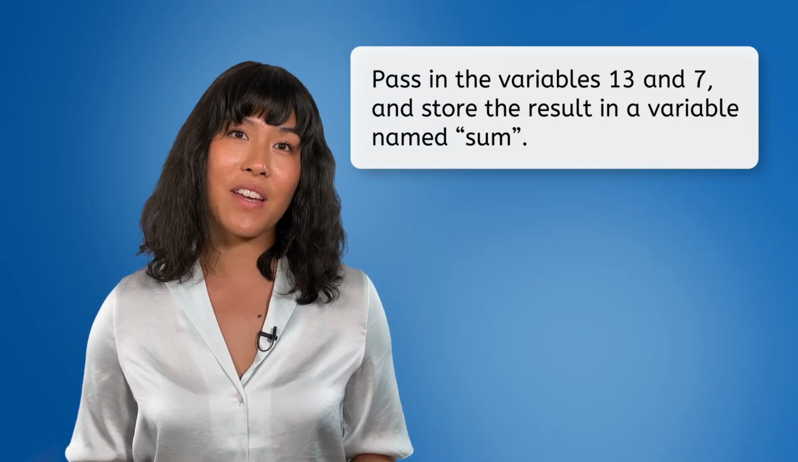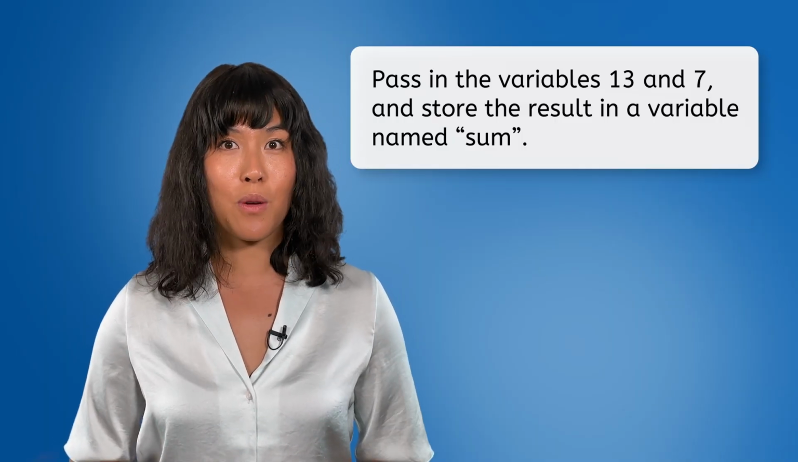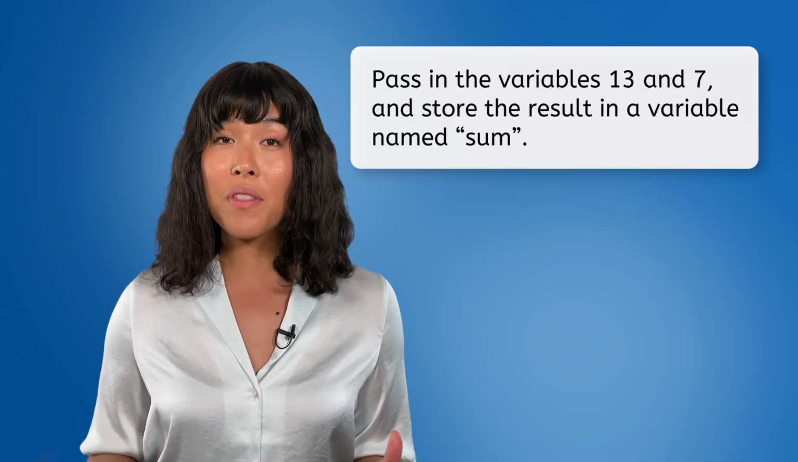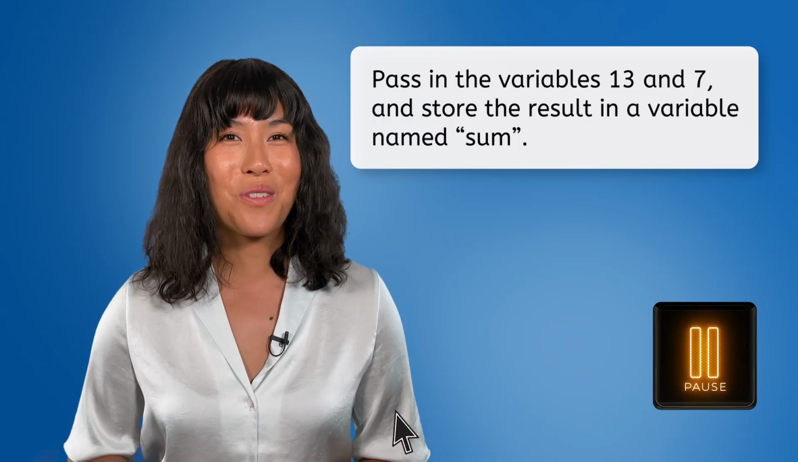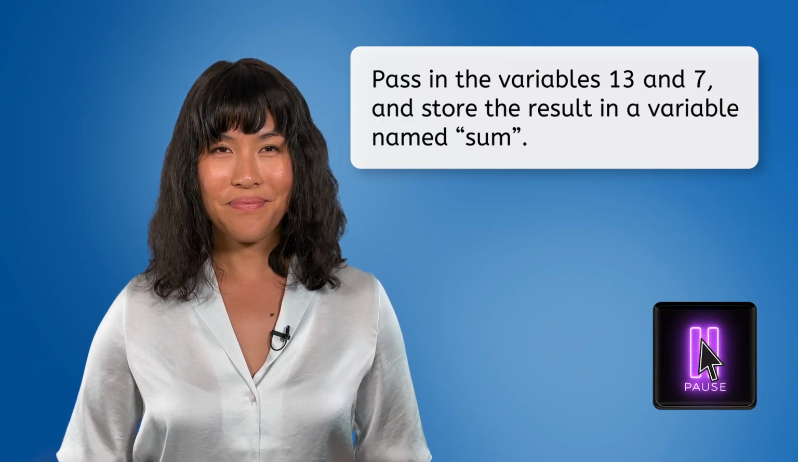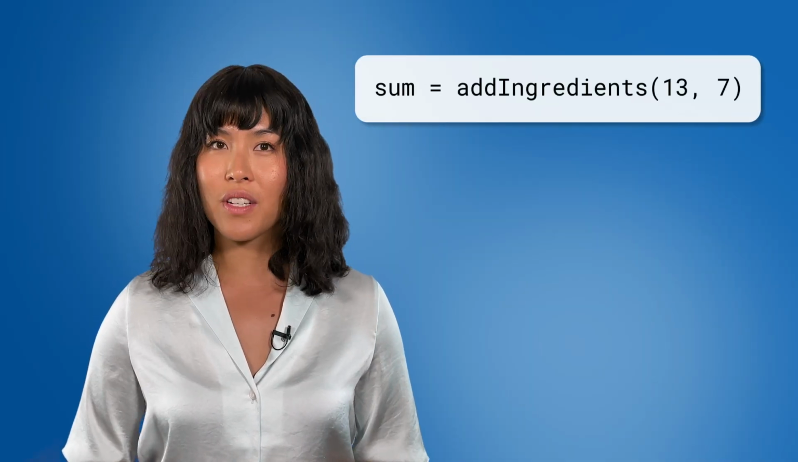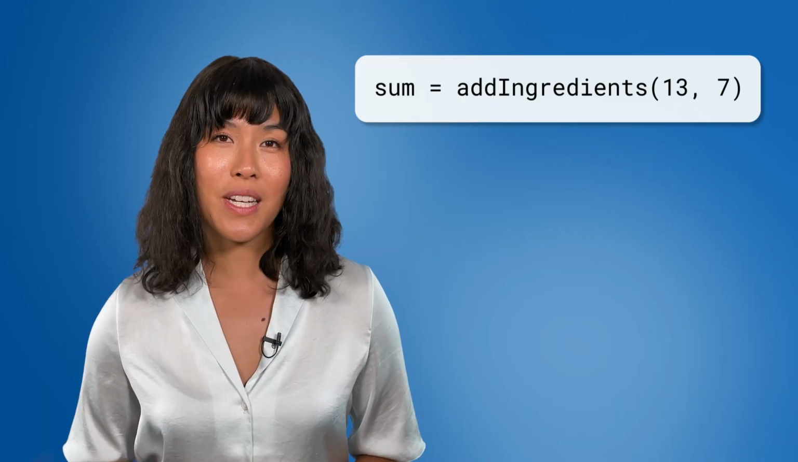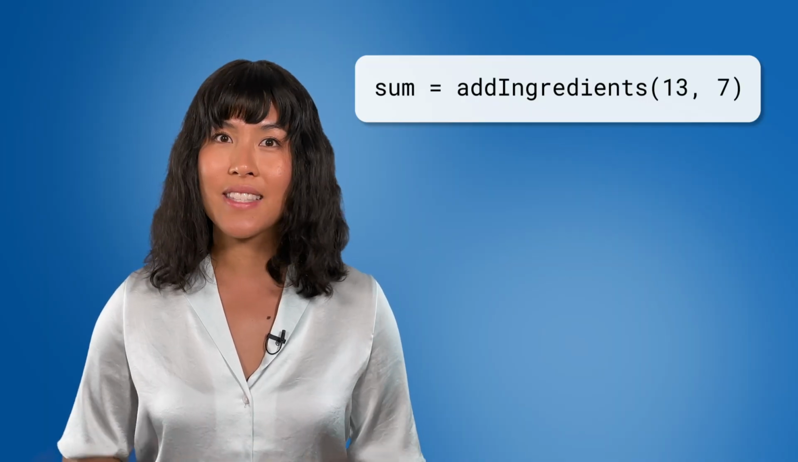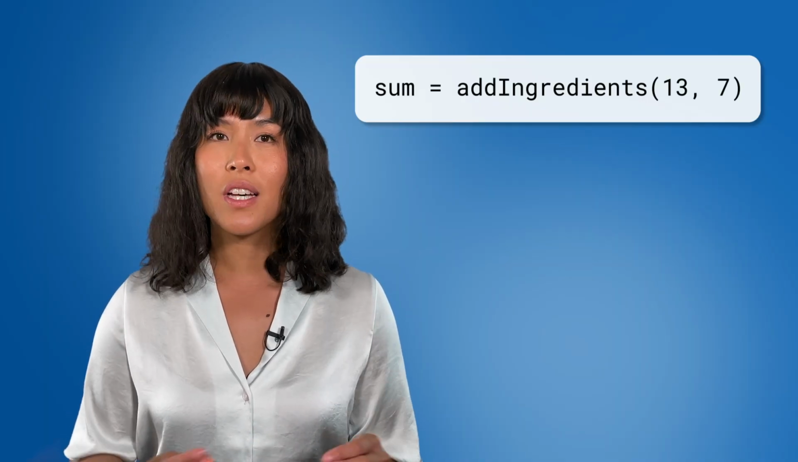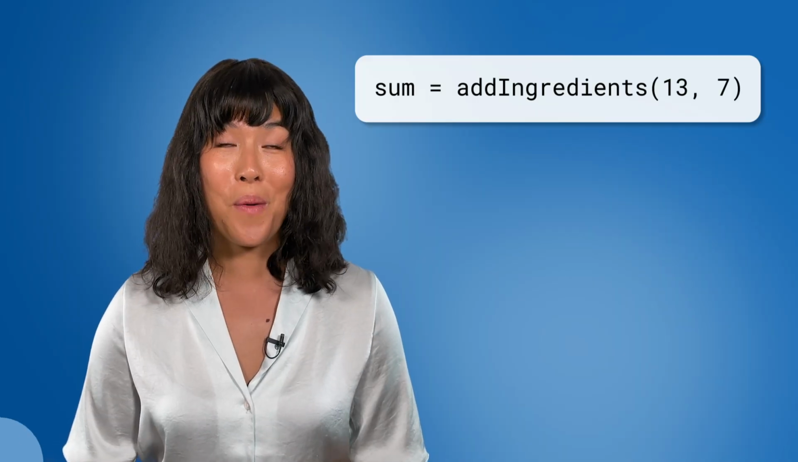If we wanted to pass in the values of 13 and 7 and store the results in the variable sum, how could we call this function? Try this in your guided notes. Using the parameters 13 and 7, we could call this function like this. The add ingredients function will now add 13 and 7 together, then store the result, 20, in the variable sum.